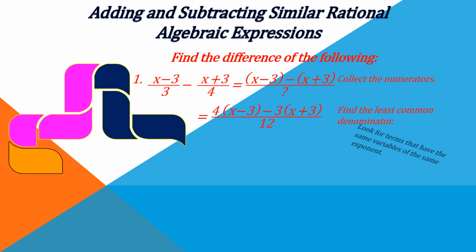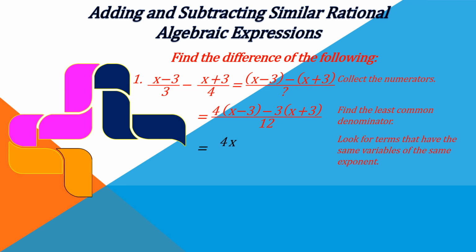And next, simplifying the expression, we have 4x minus 12 minus 3x minus 9. This 4x is coming from 4 multiplied by x. And this negative 12 came from 4 multiplied by negative 3. And then negative 3 multiplied by x is equal to negative 3x, and negative 3 multiplied by positive 3 is equal to negative 9.